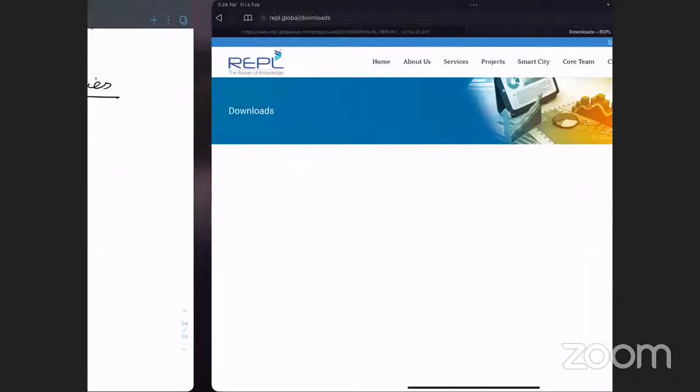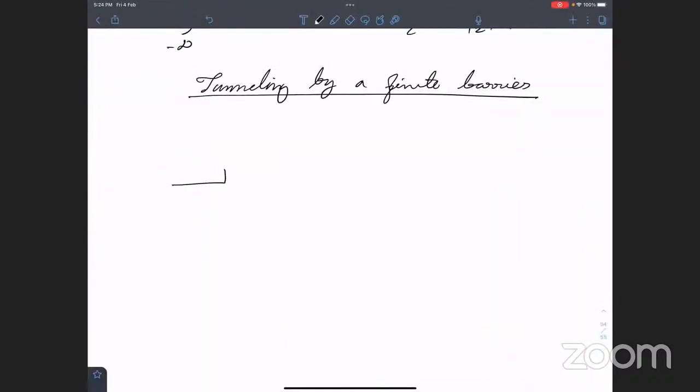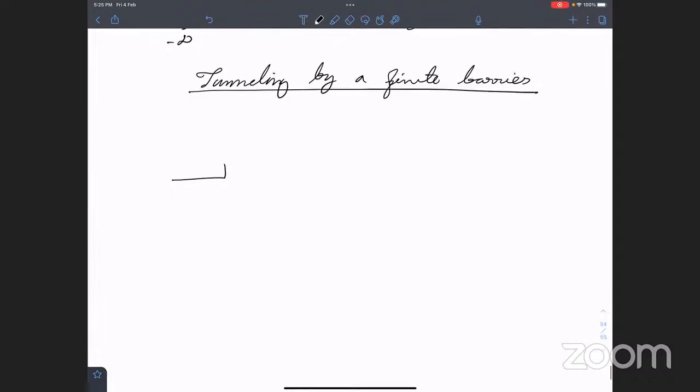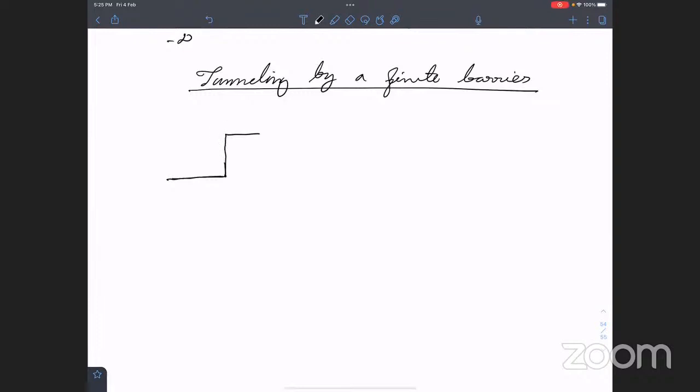Yes, sir. Okay, so we will go to the next problem, which is tunneling by a finite barrier. Remember, in any Schrodinger equation problem, the first thing you should ask is what is the shape of the potential? So let me specify the shape of the potential first. It's a rectangular potential barrier. In this way, it's one dimensional.